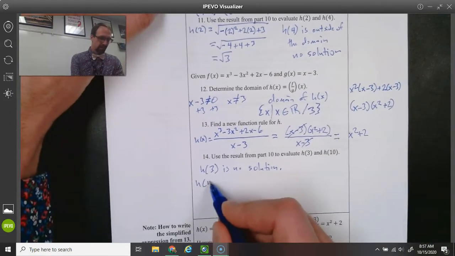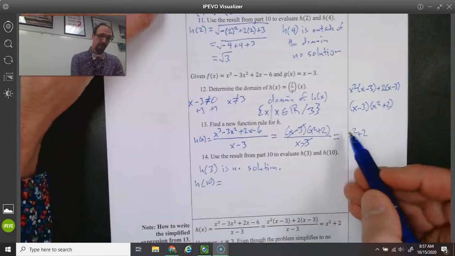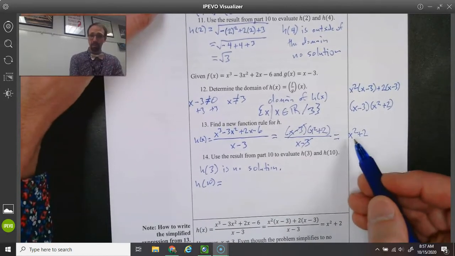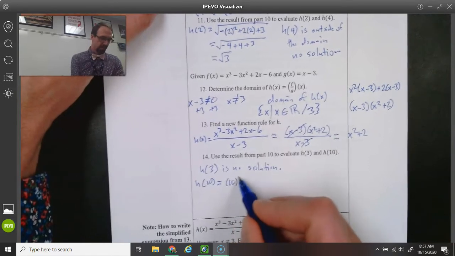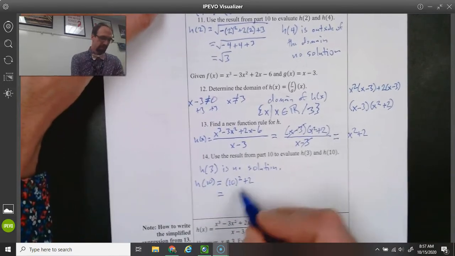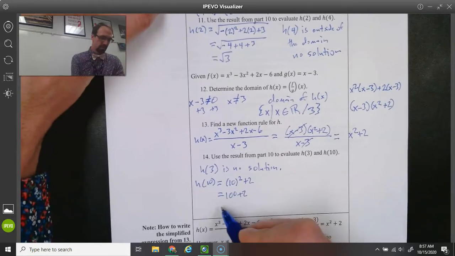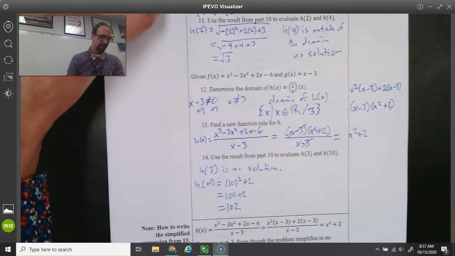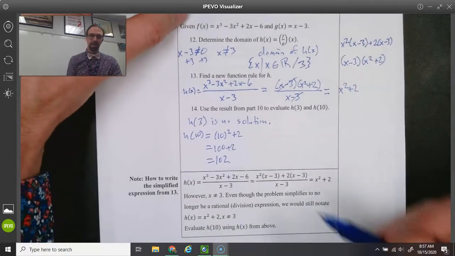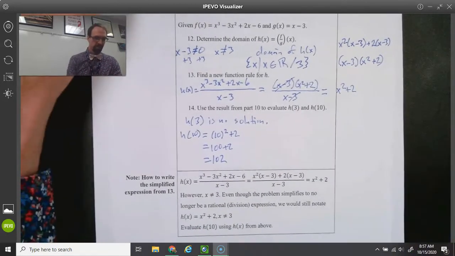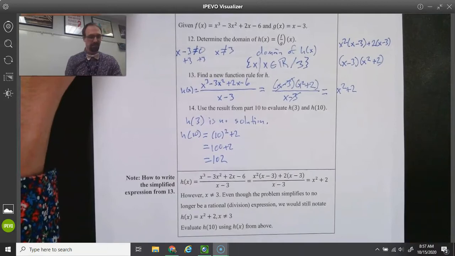h of 10, though, is equal to, and you're welcome to use the simplified version as you go through, 10 squared plus 2. 10 squared is 100, and 100 plus 2 is 102. So evaluating at 10, we get that. And then down here, I actually just talked about what we just did, so feel free to read that.